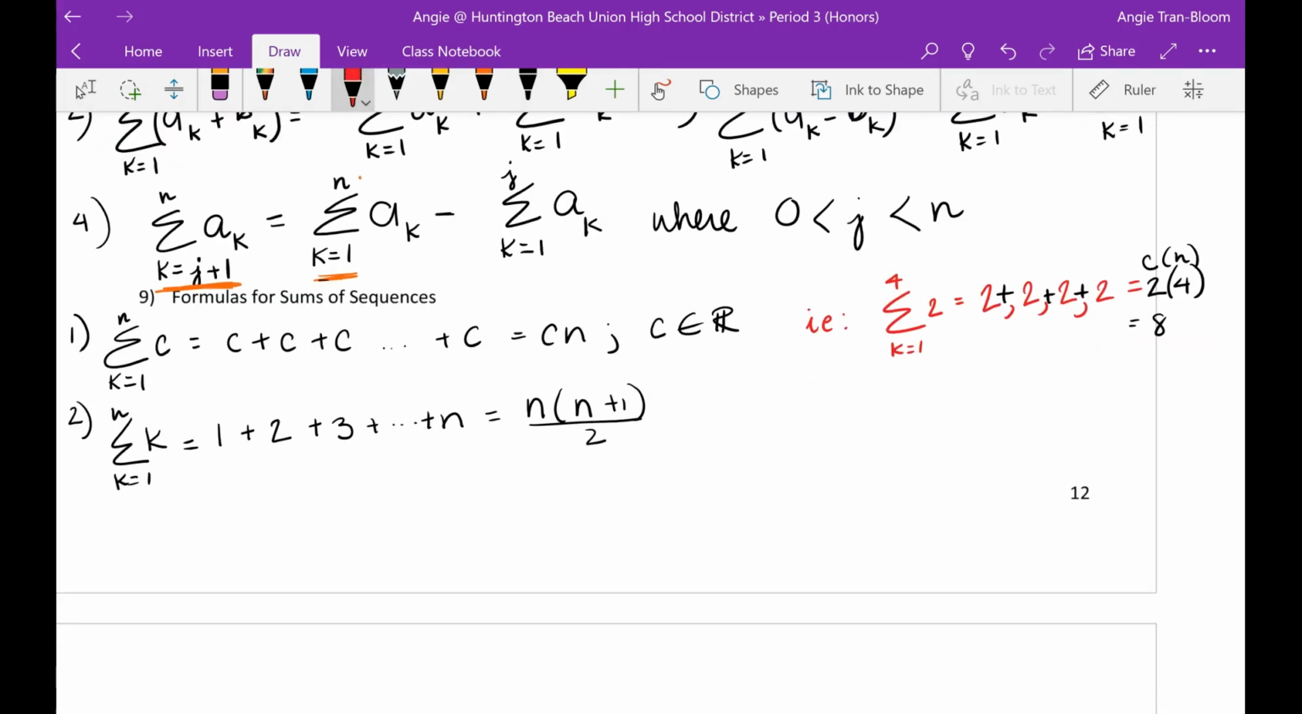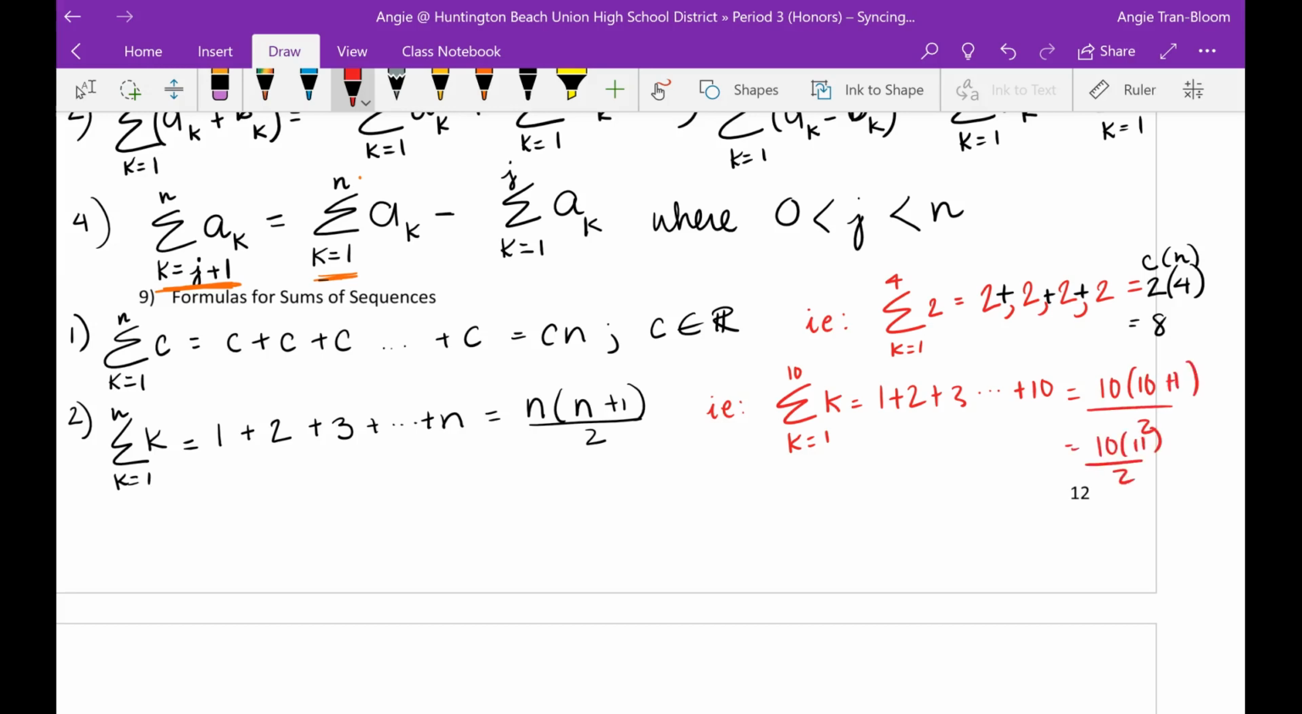For example, if I have the summation of k starting at 1, and n is 10, and then I just have k, this means I have 1 plus 2 plus 3 all the way to plus 10, right? So instead of sitting here and adding it all together, you can go, well, 10 times 10 plus 1 all over 2, which is 10 times 11 all over 2. We can reduce those, that's really 5. So 5 times 11 is 55. So that's kind of how we think of it. All right, 3.